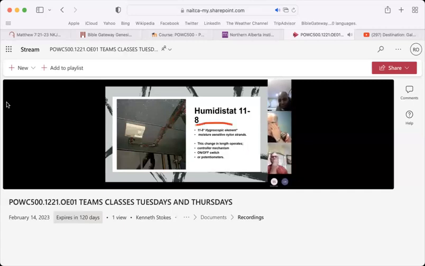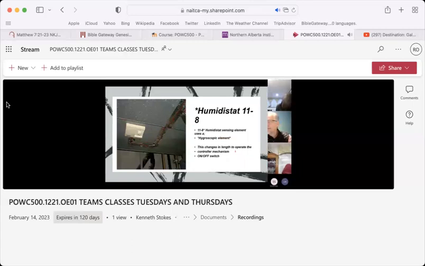If we are controlling a humidifier, we use a humidistat. A hygroscopic element will control humidity in the room. It will pick up higher humidity and shut off a humidifier, and it will pick up lower humidity and turn on the humidifier.